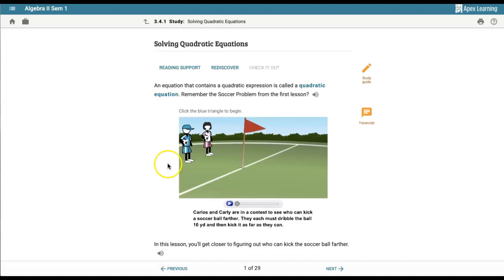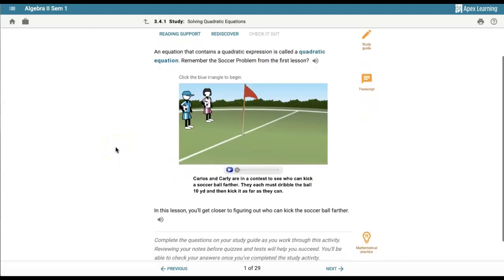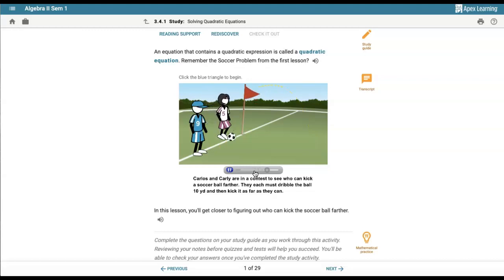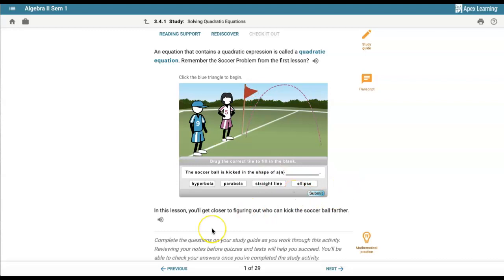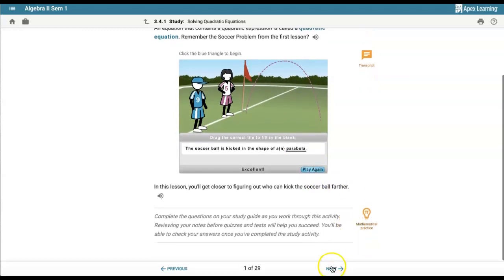Solving quadratic equations. Okay, so again, remember this soccer problem we talked about, kicking the soccer ball. Who can kick it further, right? They had to dribble, dribble, kick. That is a quadratic. Okay, same thing, dribble, dribble, kick. That is another quadratic, right? And we can figure out who can kick the ball further. All right, and again, the soccer ball is kicked in the shape of a parabola, right? It is a parabola. That is the shape that displays our quadratic equation. Okay, moving forward here.